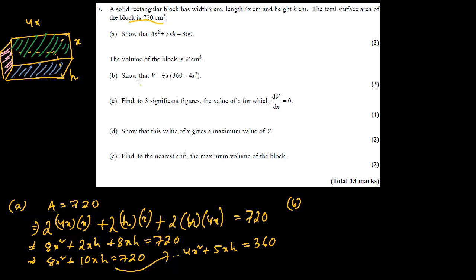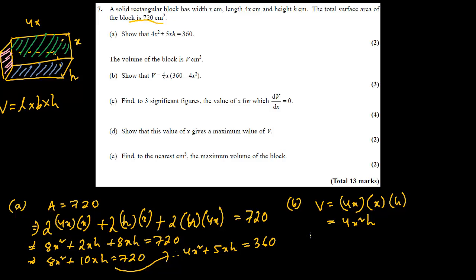So question number B, volume. So expression for volume. So we know volume of any type of box, cuboid, is length into breadth into height. So the expression for volume would be, the length is 4x, the breadth is x, and the height is h. So it turns out to be 4x squared h, but here there is no h. So we have to rearrange this and find an expression for h.